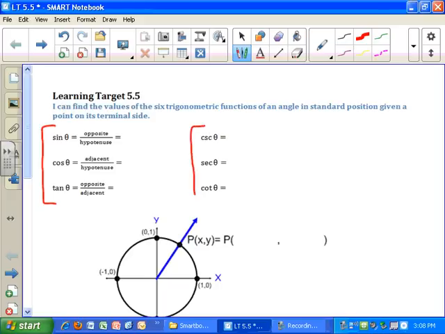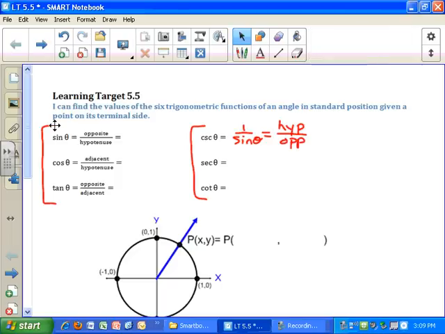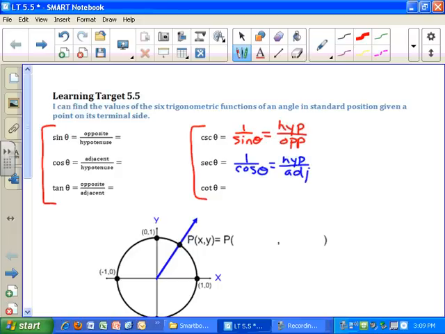These three functions might be new to you. They're called cosecant, secant, and cotangent, and they are just the reciprocals of the three basic ones. So cosecant is the reciprocal of sine theta, so that makes it the hypotenuse over the opposite. Secant is the reciprocal of cosine, so it is the hypotenuse over adjacent. And cotangent is the reciprocal of tangent, or 1 over tangent. So that is the adjacent side over the opposite side.